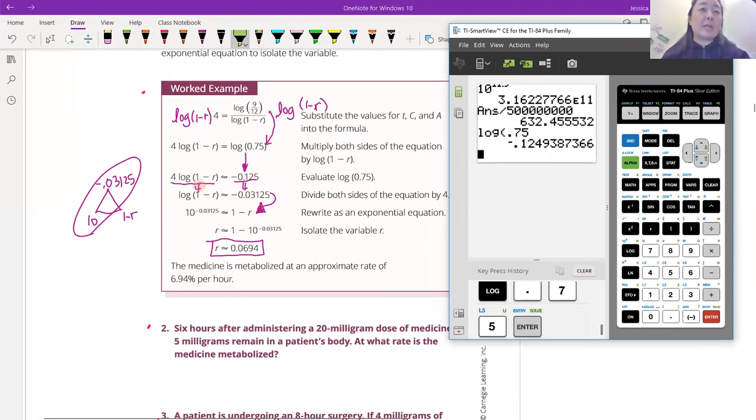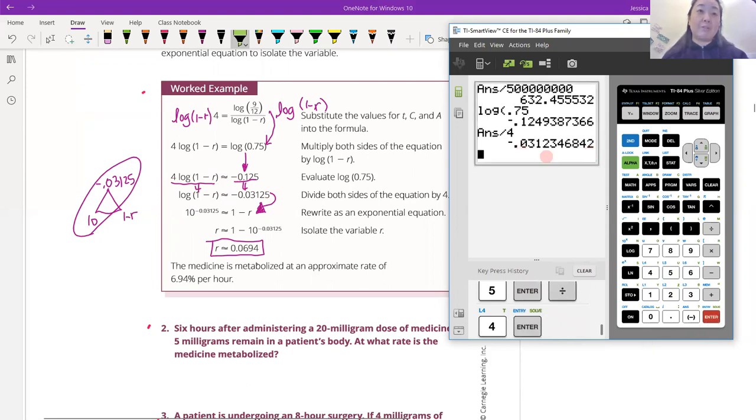And then what I would do is, when you write it down, you'd have to do it that way. But notice right here, they divide both sides by 4. So I'm just going to take this and divide that by 4, right? See how we go. Now it's negative 0.03123. Do you see how it's a little bit different here? Because they rounded all the way from the beginning. Even if you do that, I would go all the way to the end and then just round it at the very, very end.